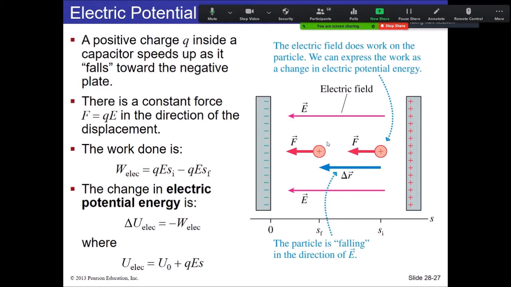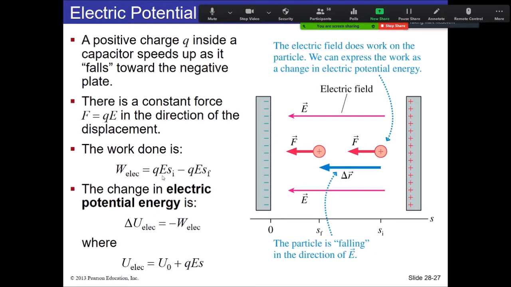The force on this particle is QE. That's how we can get the electric force, and the electric field is already established by the capacitor plate, so that's our force. And that E is a constant. The work that's done is F times the displacement vector, and the electric field, the force and the displacement are all in the same direction here, so that statement for work is really just a statement right here.